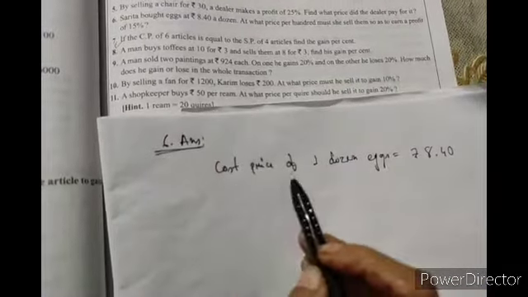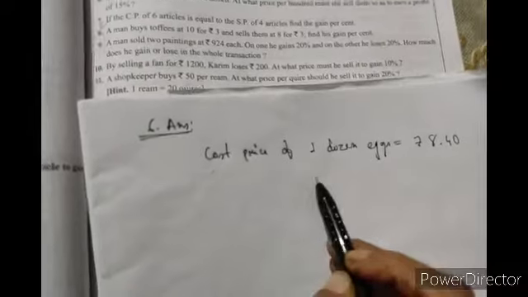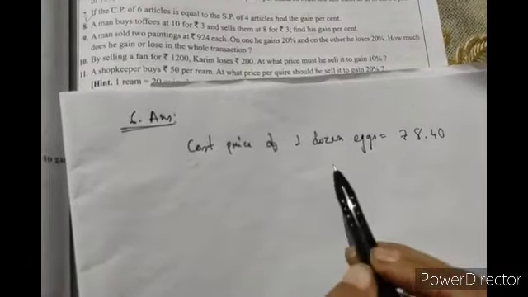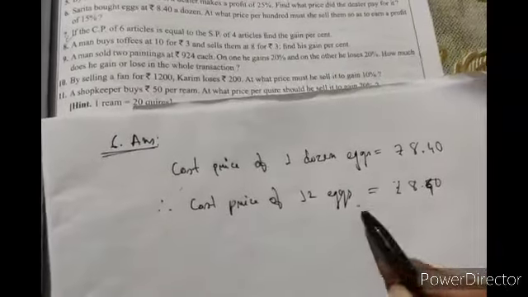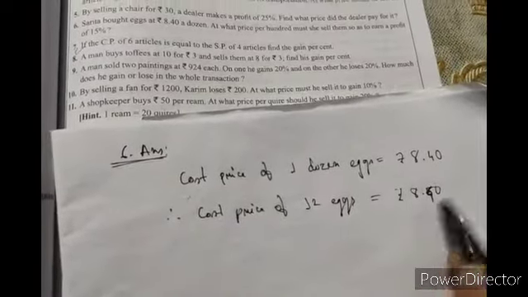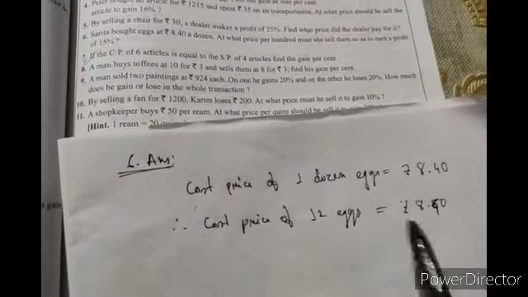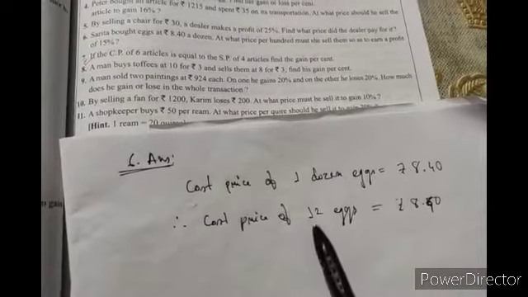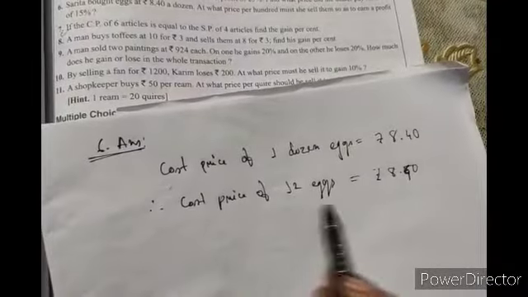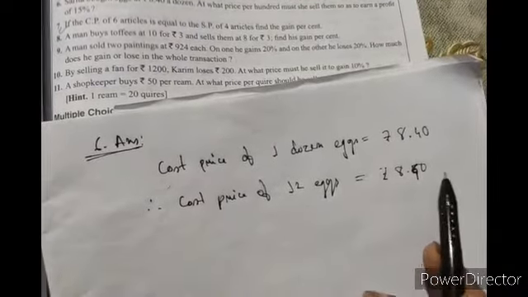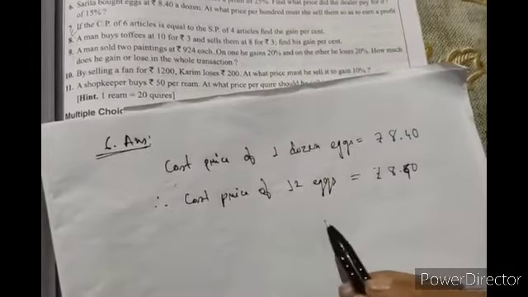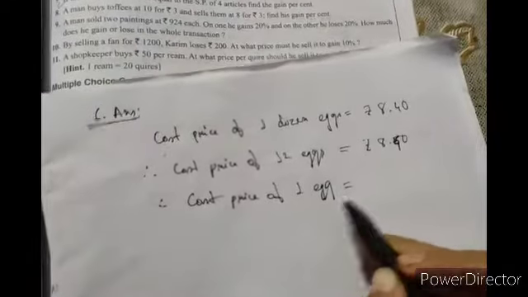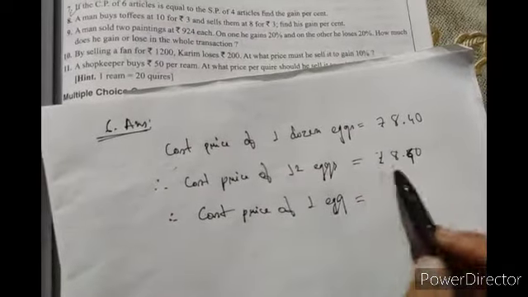Now can we write this line as cost price of 12 eggs? Yes, because 1 dozen means 12 eggs. Therefore cost price of 12 eggs is equal to rupees 8.40. Why can we write this line? Because 1 dozen means 12 numbers. That's why, na? Now see, if cost price of 12 eggs is equal to rupees 8.40, what will be the cost price of 1 egg? How can we calculate this?